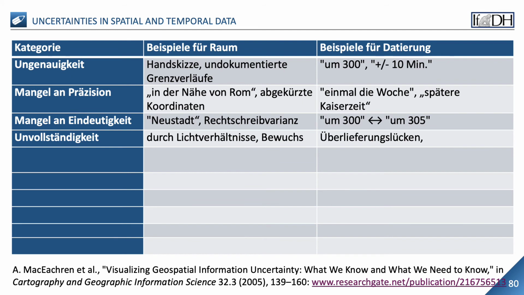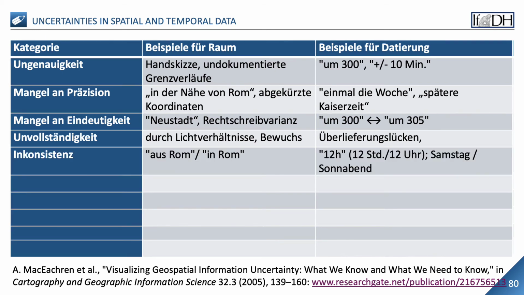A fourth cause of imprecision in the data is simply their incompleteness. That is the fact that information is rarely comprehensively documented. Maps, aerial photographs and survey data can be incomplete due to light conditions or vegetation, for example, and dating information is not infrequently compromised by gaps in tradition, as we saw with dendrochronology.